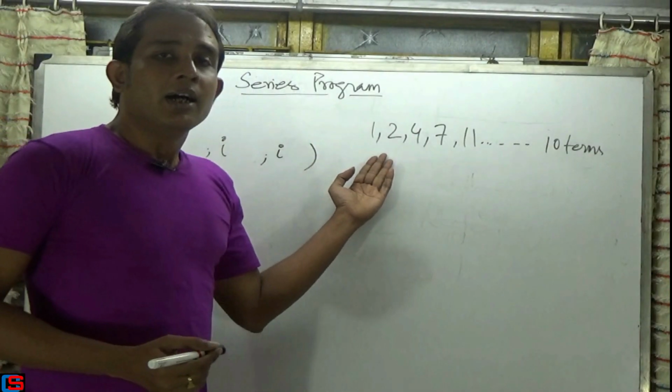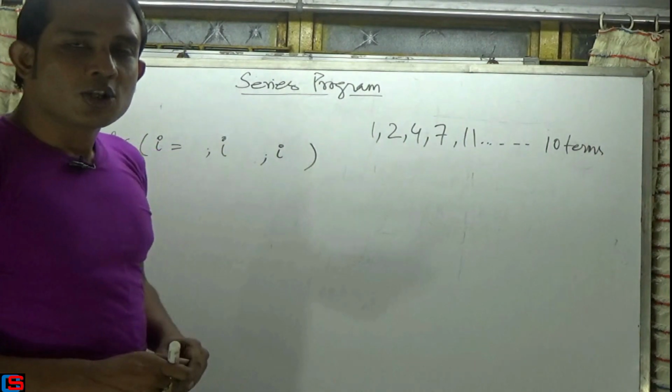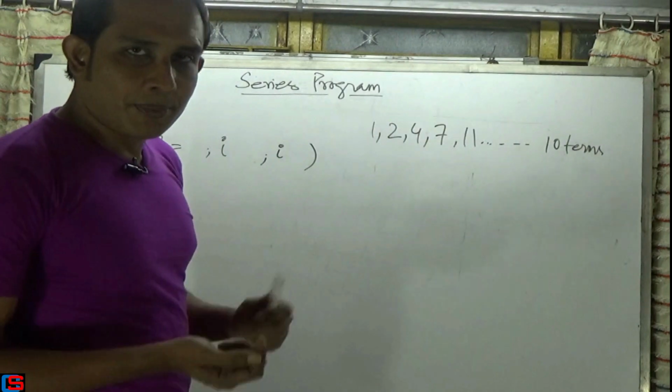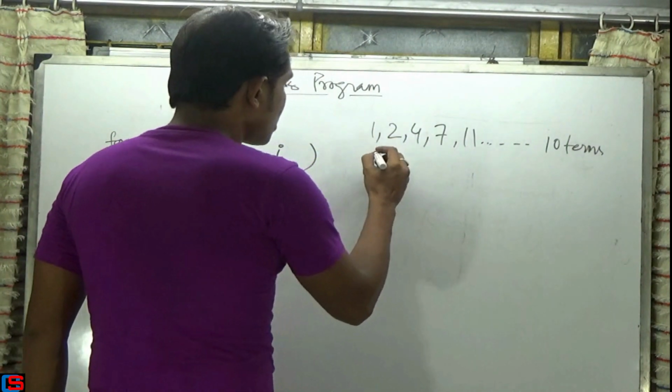Now come to the fifth series program, 1, 2, 4, 7, 11. So if I am going to apply the previous trick, I am going to write down the position.